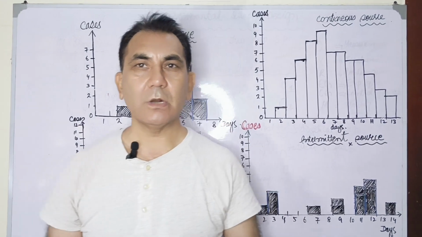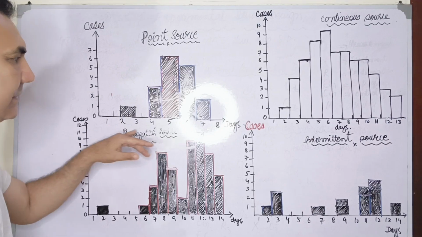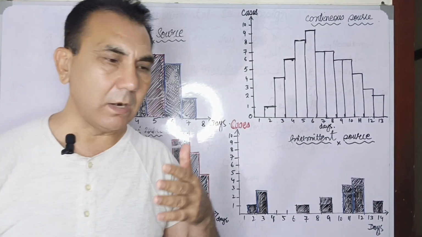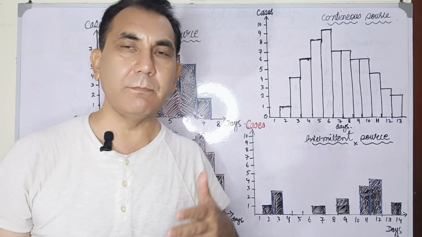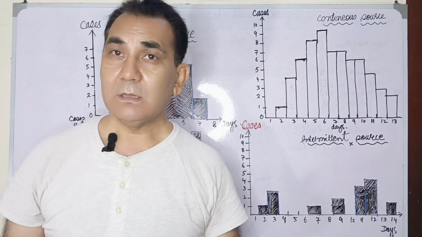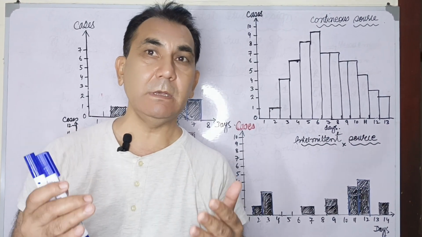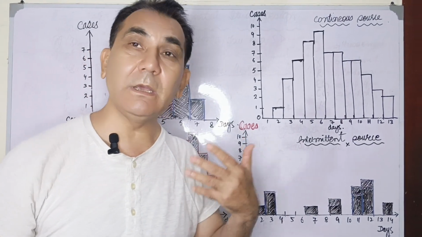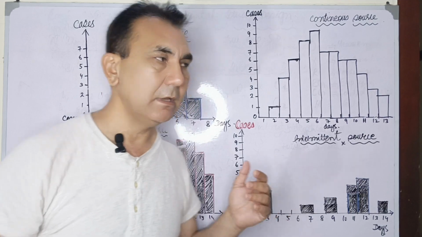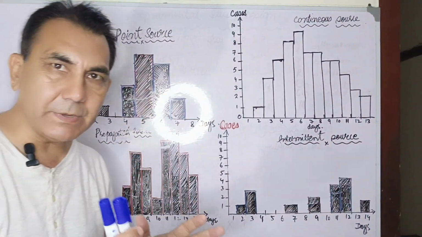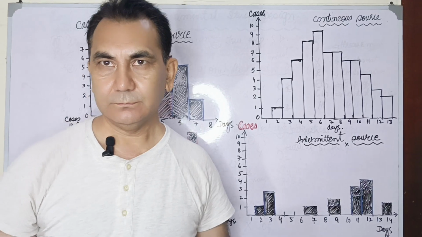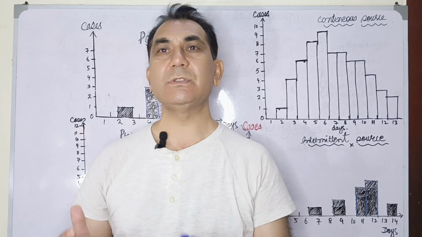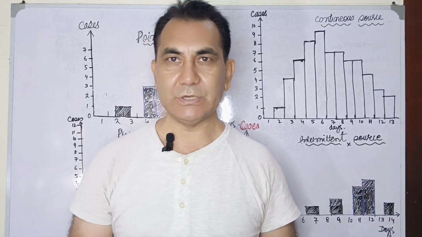In the histogram of the epidemic curve, on the x-axis you will always represent or measure the time. The time may be in hours, days, weeks, months or years. On the y-axis, you always measure the number of cases. So this is the epidemic curve, and it is mostly used in outbreak investigations.